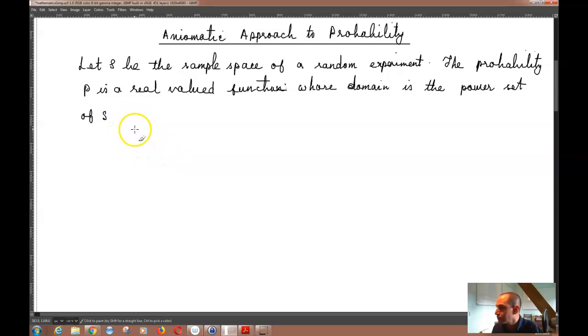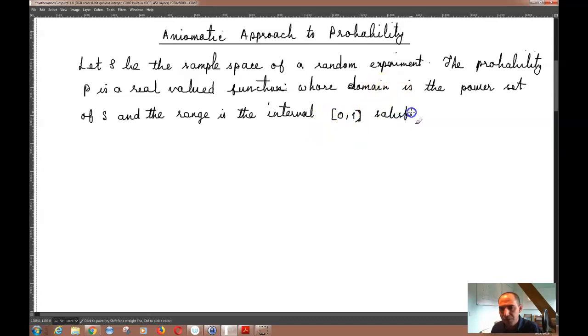and the range is the interval 0, 1. Actually, the closed interval 0, 1, satisfying the following axioms.